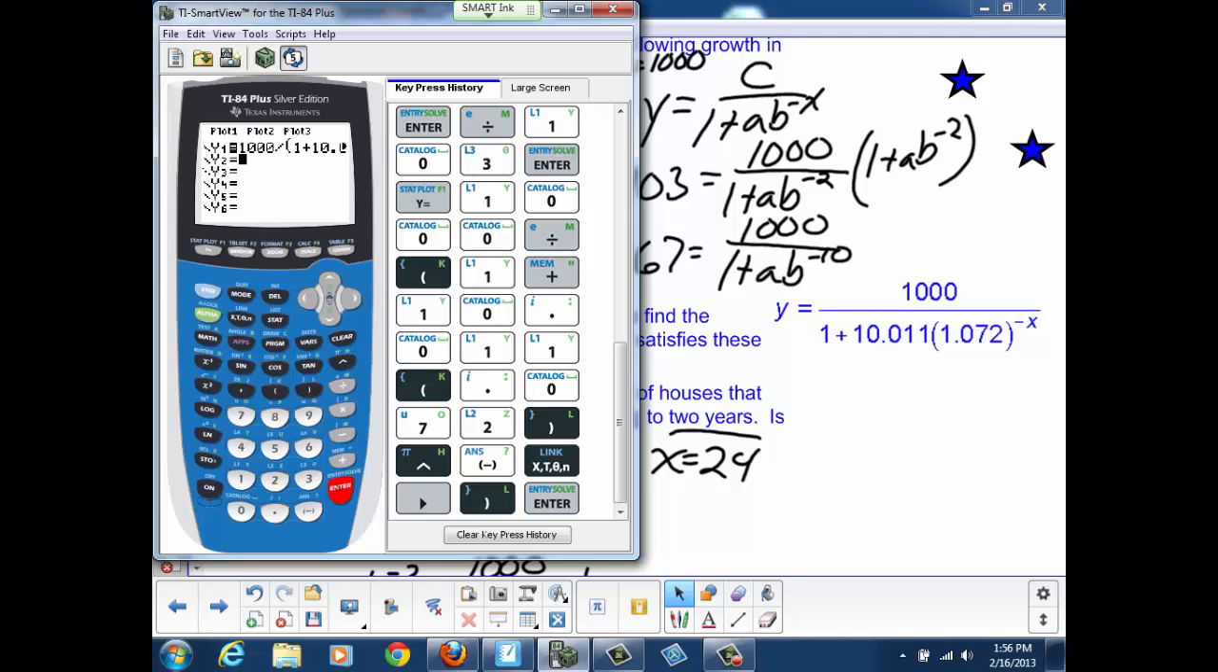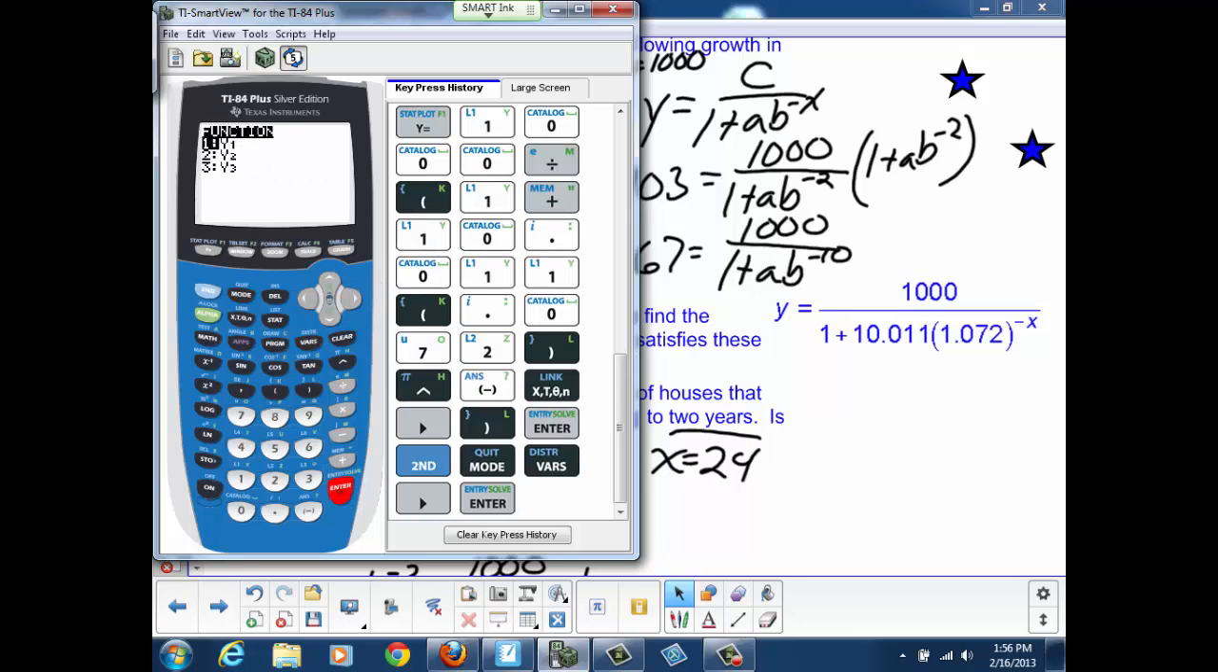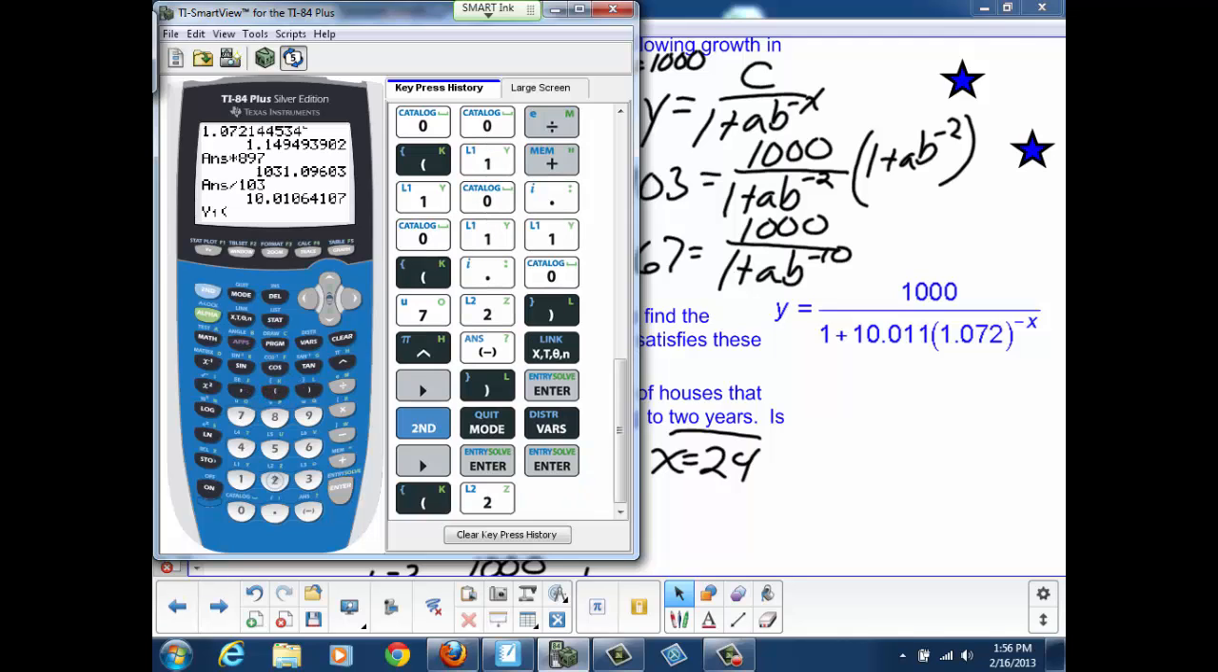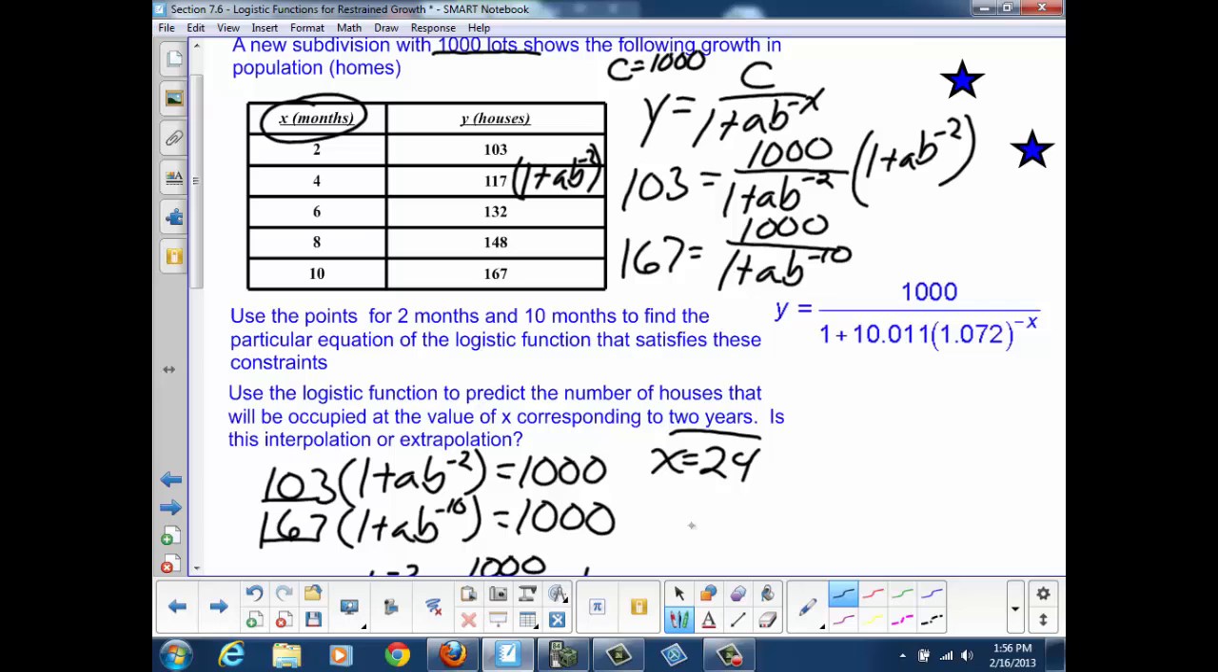And now I'm going to go back and evaluate it using my Vars, Y-Vars, function Y1 of 24. Here we go. 346 of our houses will be sold after 2 years. So y of 24 is approximately 346 houses.